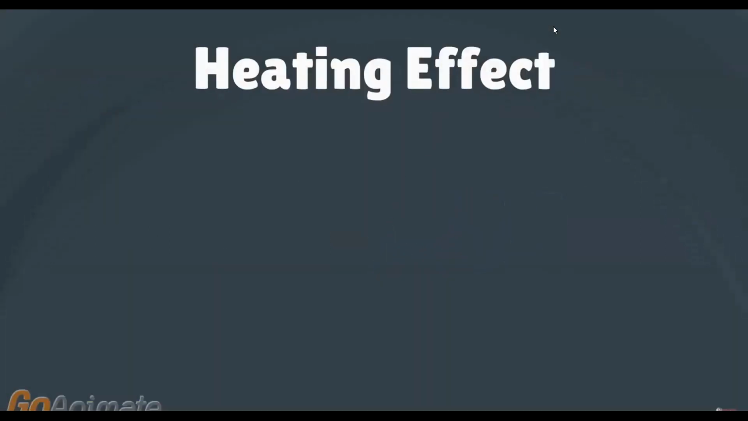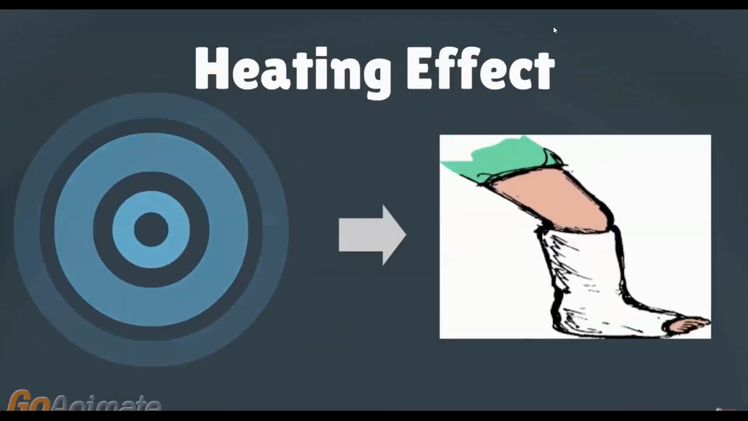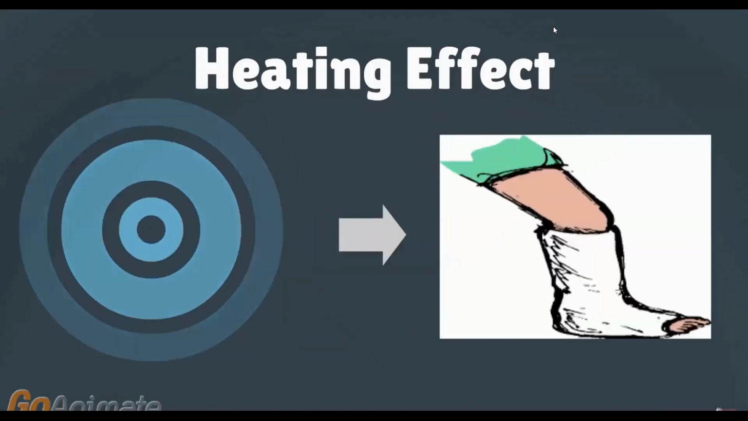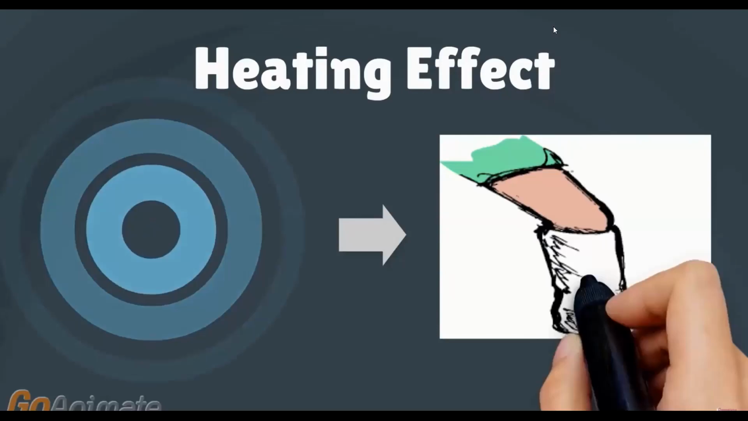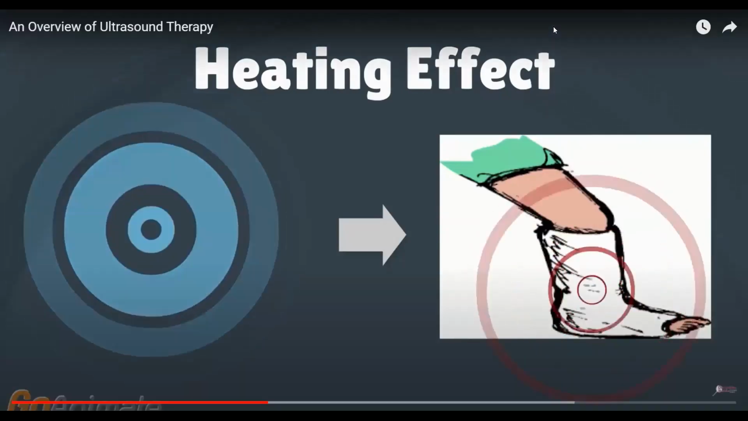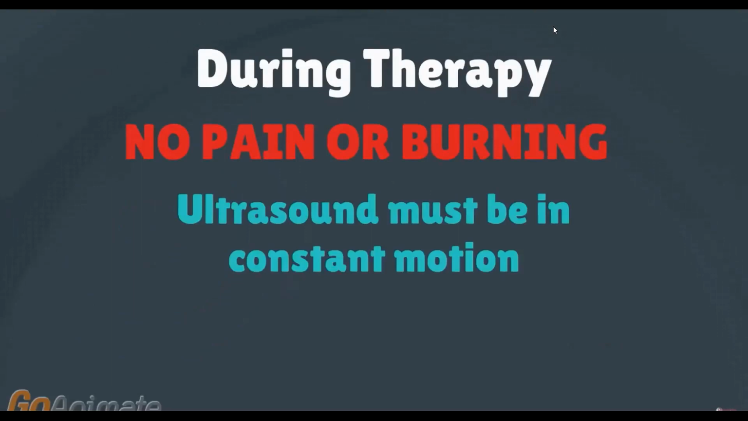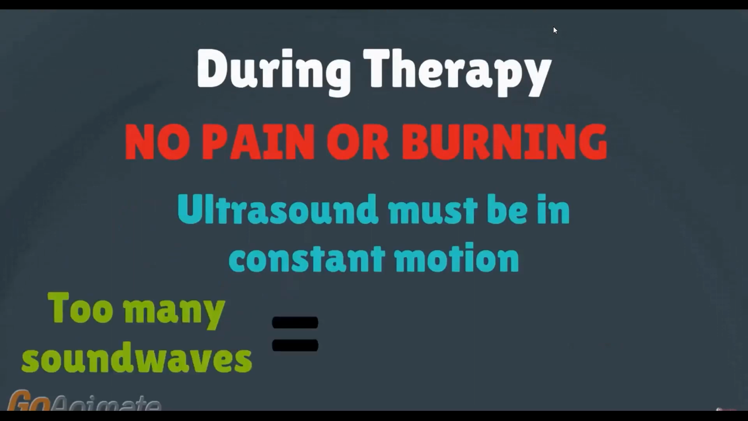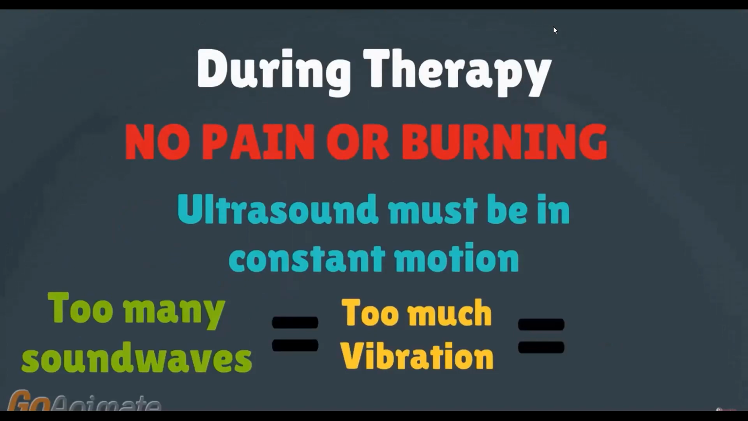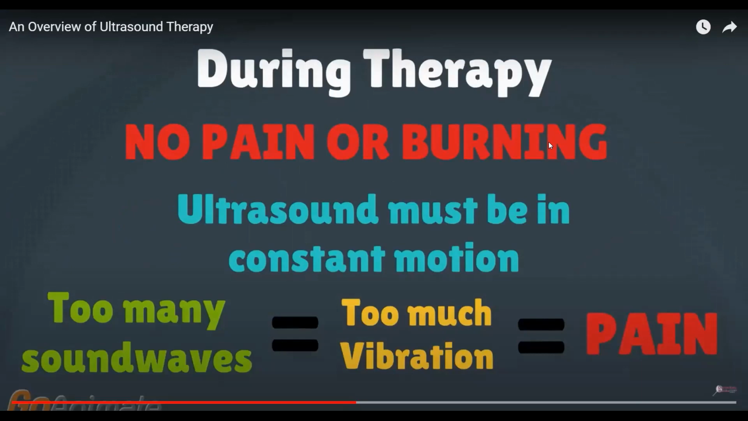We must also understand the heating effect. The sound waves from the ultrasound probe hit the injured areas within the patient's body. The sound waves emitted by the probe cause the injured tissue to vibrate, giving the heating effect. Normally, the patient is not supposed to feel a burning sensation while therapy is in session. The patient will only feel heat if the probe is kept in one spot on the skin, causing the tissue to vibrate more and giving the burning sensation. This is because the sound waves are bouncing off the injured areas too much, causing pain.